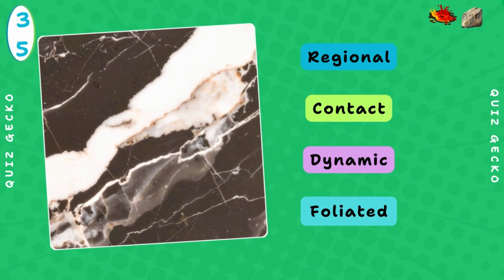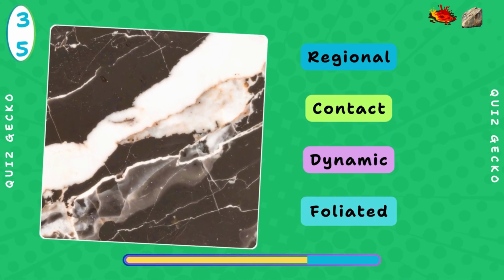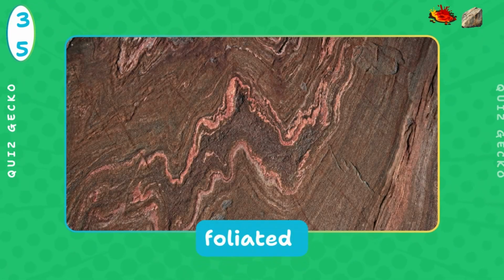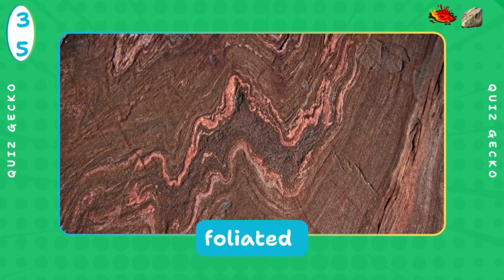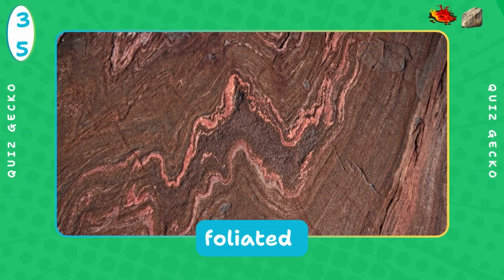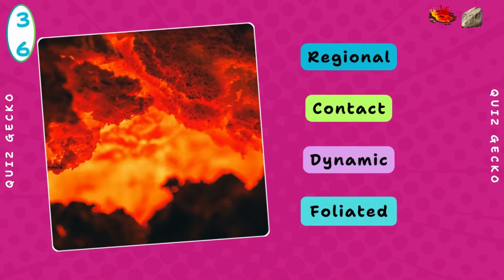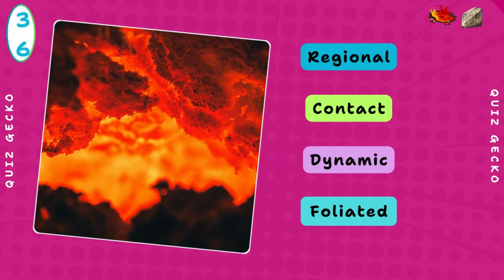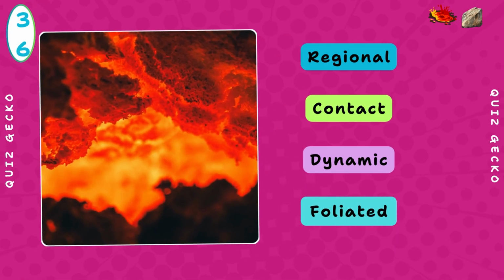Regional, contact, dynamic, foliated. Foliated refers to metamorphic rocks that have large, flat crystals or minerals arranged in parallel layers or bands, giving the rock a striped or layered appearance. Which type of metamorphism occurs when rocks are heated by contact with molten magma? Regional, contact, dynamic, foliated.